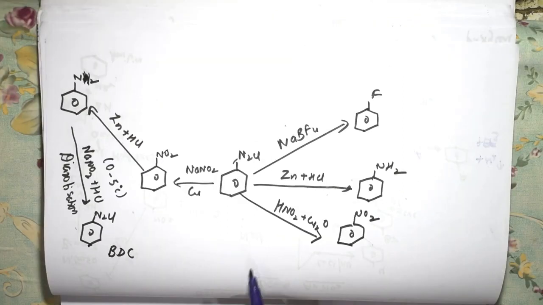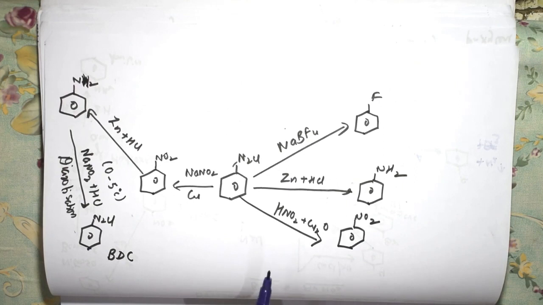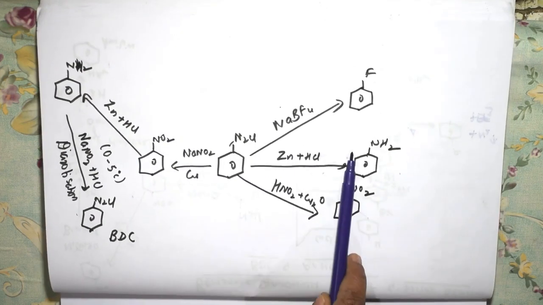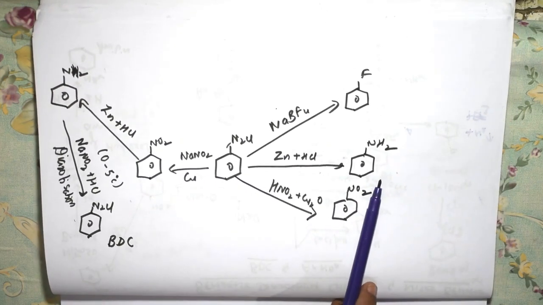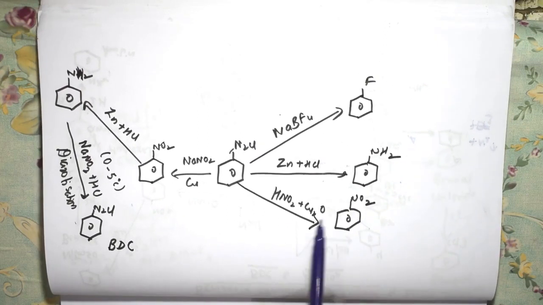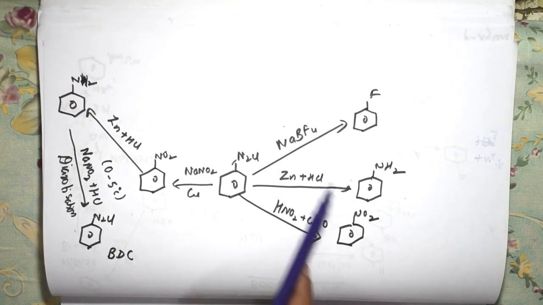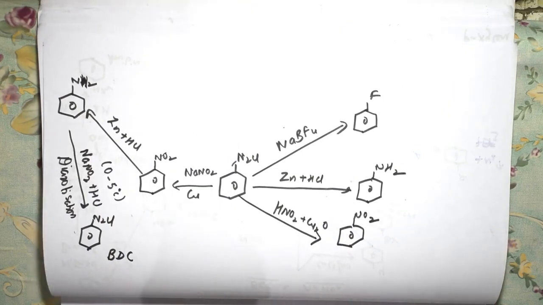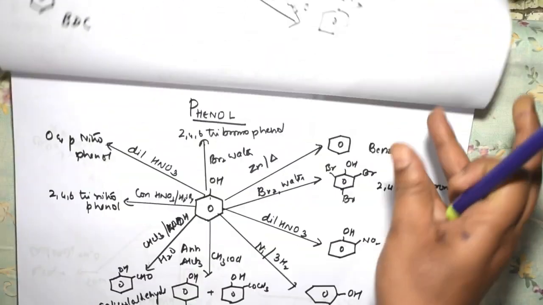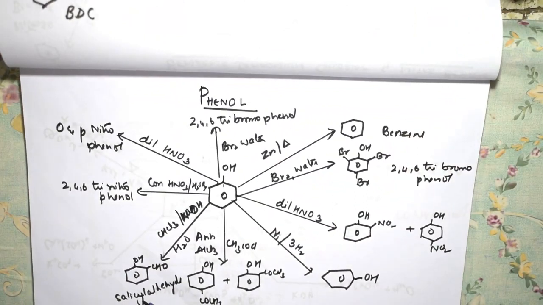Please note it. Now, let's see some more conversions of BDC, where you're converting BDC into fluorobenzene. You can convert using a reducing agent into aniline. You can use copper powder to convert BDC into nitrobenzene. So, I have shown you all the combinations where your BDC gets converted to different products. Right, students? Now, let us see phenol.